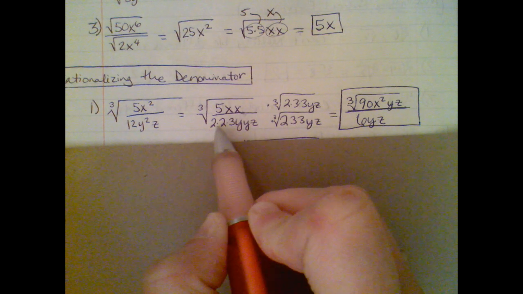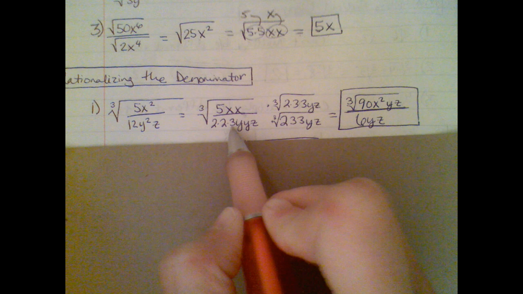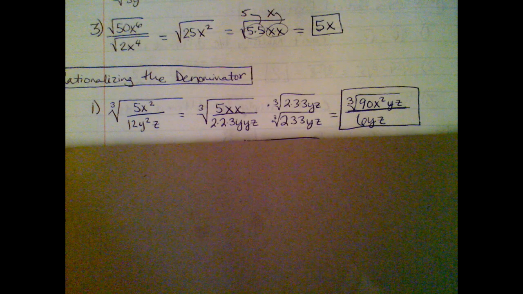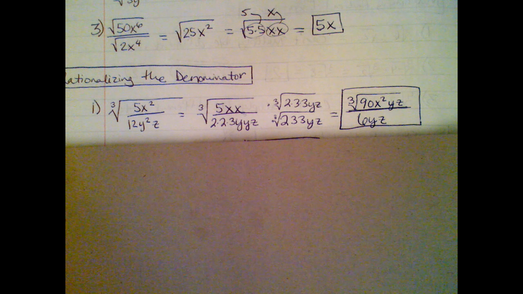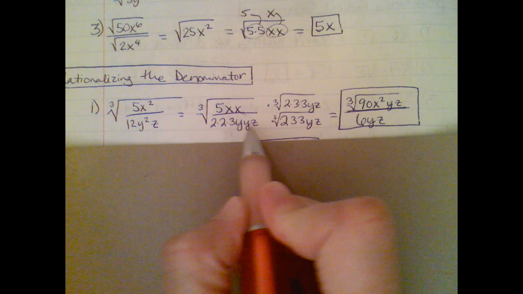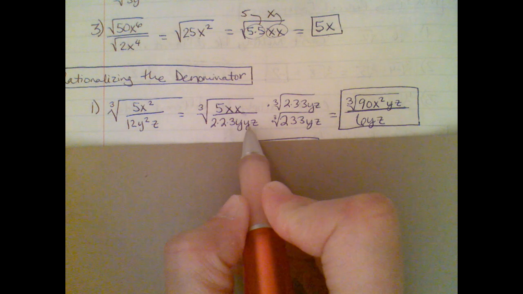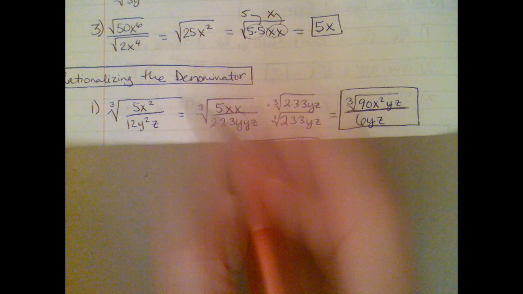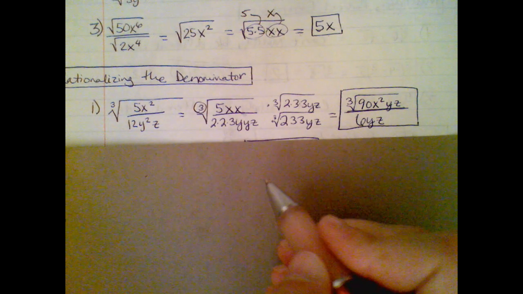We have 2 times 2 times 3 gives us 12, and then 2 y's and a z. Now we cannot leave a radical in the denominator. It's okay in the numerator, just not in the bottom of a fraction. So what we want to be looking at is the bottom of the fraction. What do I need to multiply to get rid of the radical in the denominator? So it's the cube root, so I need to have 3 of everything.